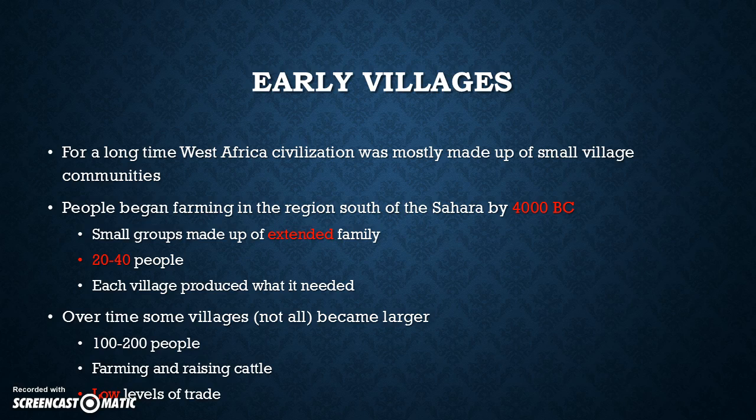So, early villages. For a long time, West African civilization was made up of mostly small village communities. These people began farming around 400 BC, so really a long time ago, around 6,000 years ago. These villages were made up of small extended families, about 20 to 40 people that were usually all related. Over time, these villages became bigger, farming, raising cattle, and there were very low levels of trade.